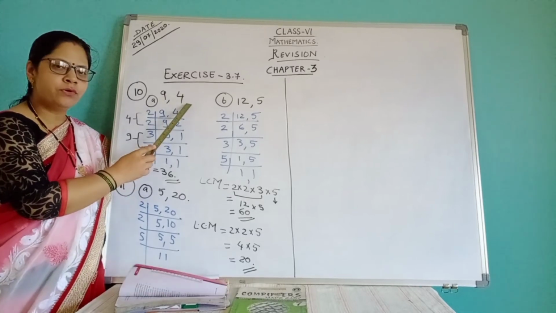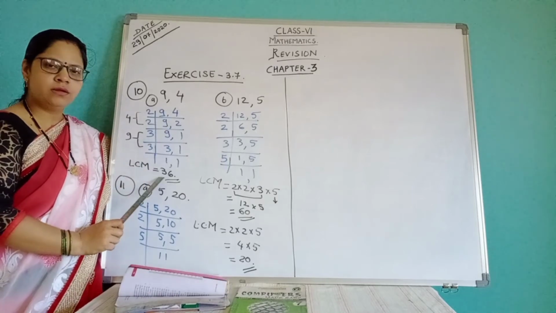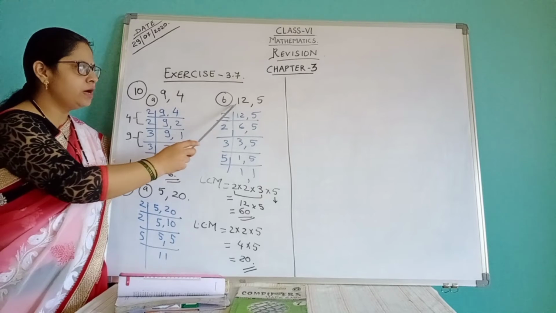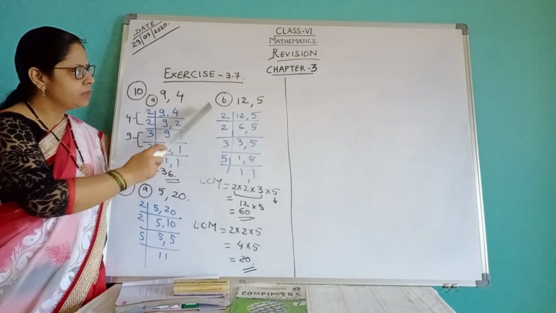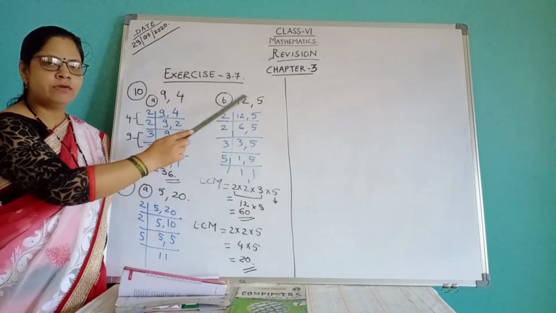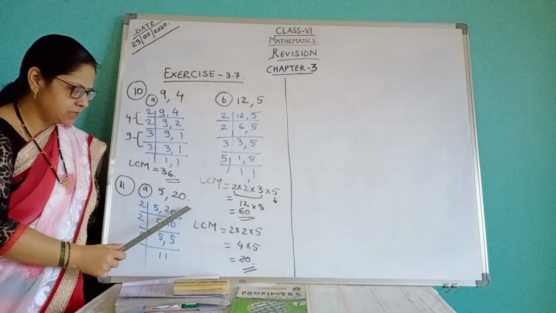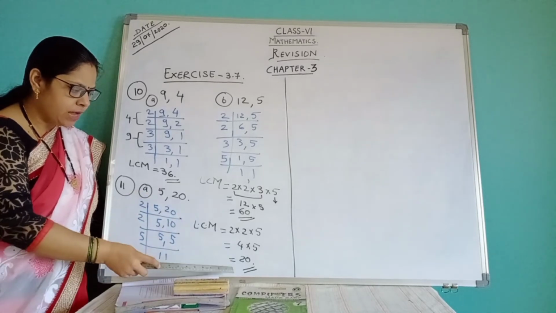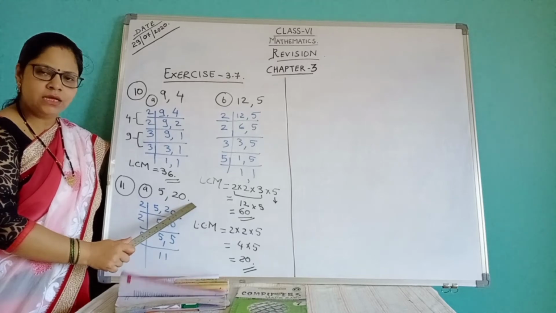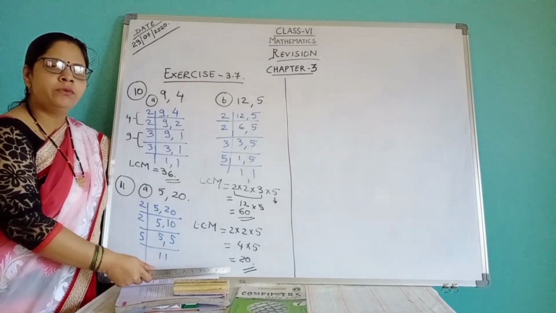Here 9 and 4 are the numbers given, and we got the LCM as 36. 9 fours are 36. And here 12 and 5 are the numbers given, and we got the LCM as 60. 12 into 5 is 60. And here 5 and 20 are the numbers given. We find the LCM and the answer we get is 20. Actually, 5 into 20 is 100, but we do not get 100 here. We are getting only 20.